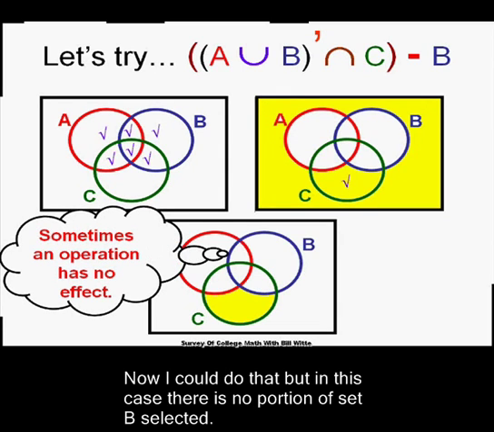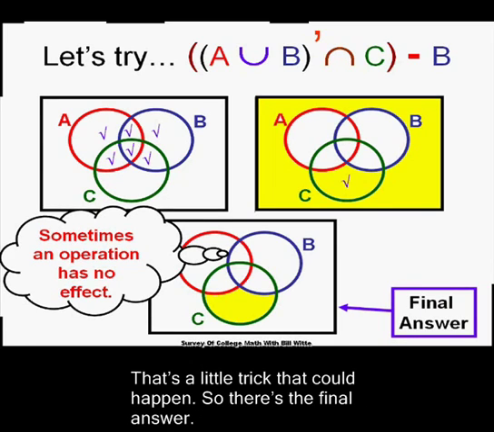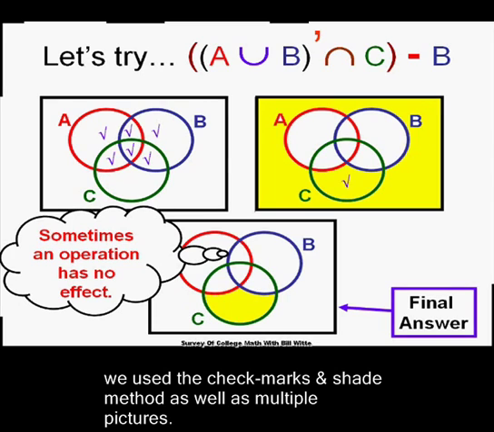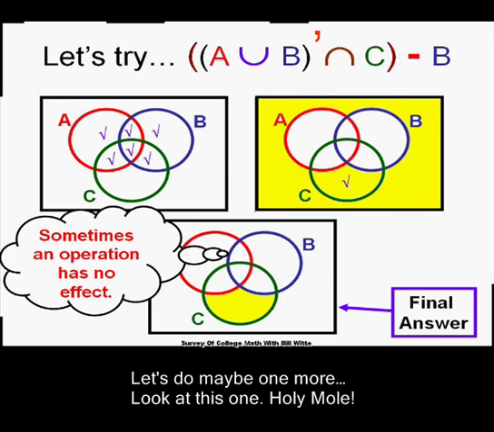But in this case, there is no portion of B in it. And that's a little trick that could happen. Okay, it's not too bad. We do a little bit at a time. Note that we use the check marks and multiple pictures. Okay? Let's do maybe one more.